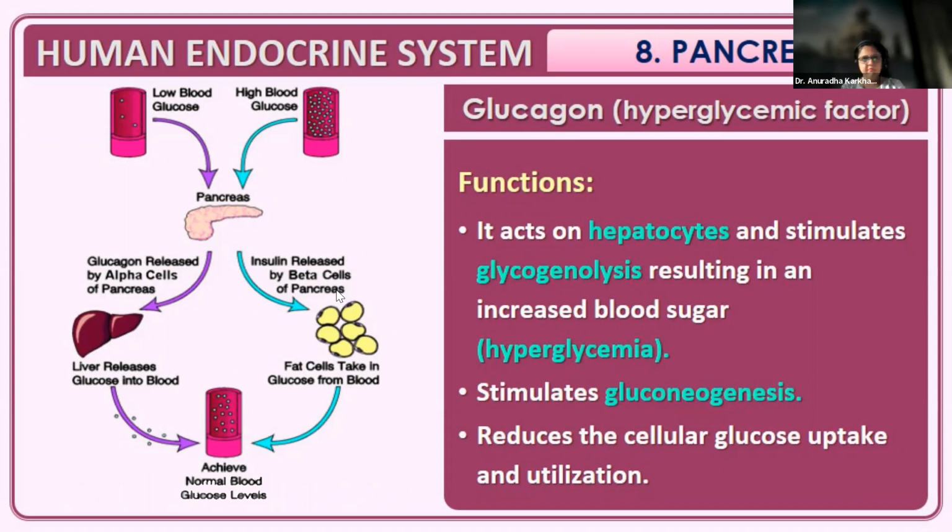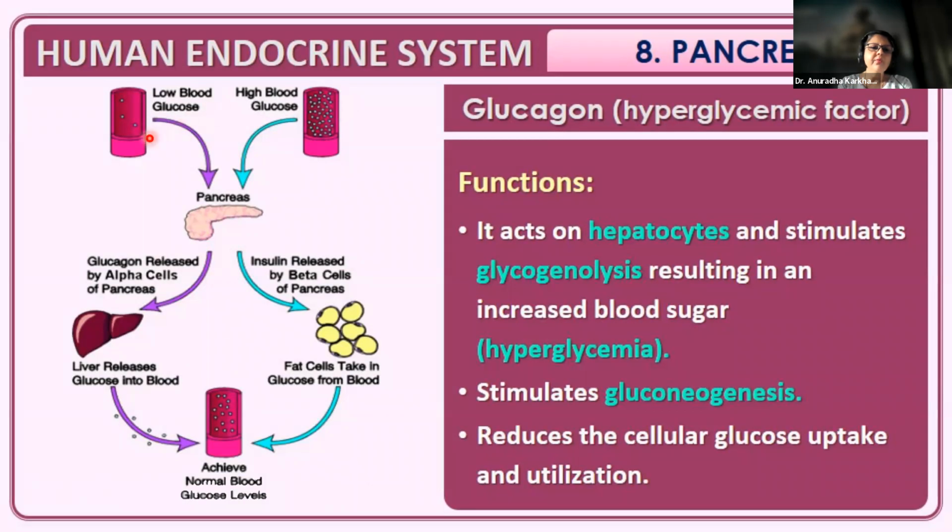It will liberate glucose. It stimulates gluconeogenesis, that is formation of glucose from non-carbohydrate source. It reduces the cellular glucose uptake and utilization. So it will prevent the cells from taking up the glucose and converting into energy. इससे वो रोकता है glucagon.